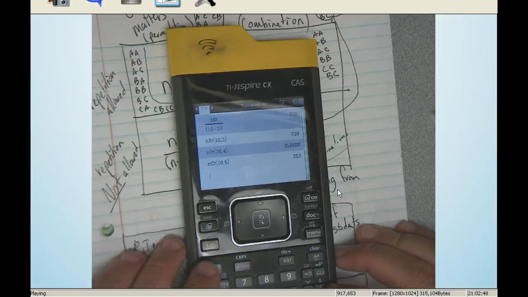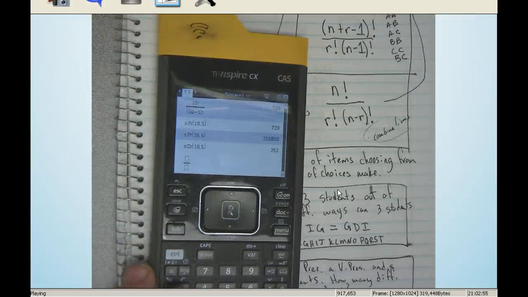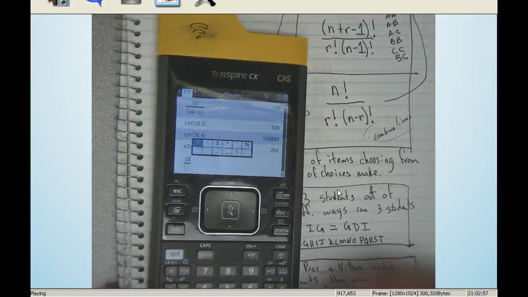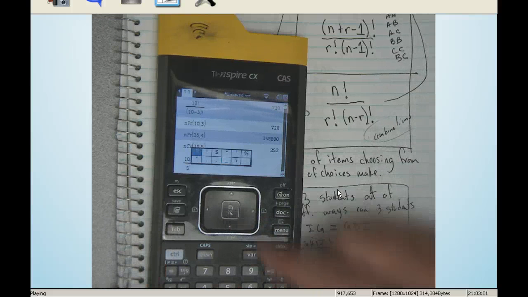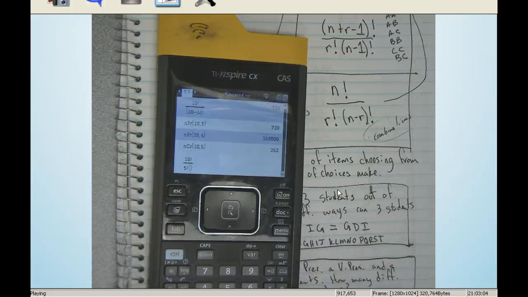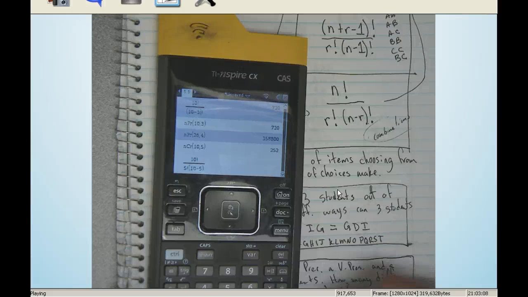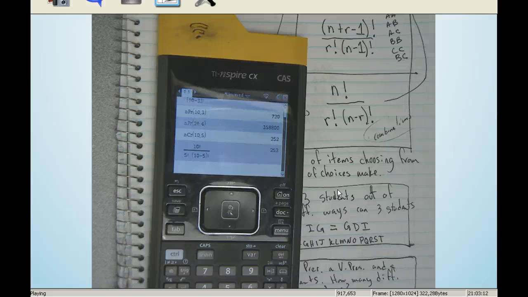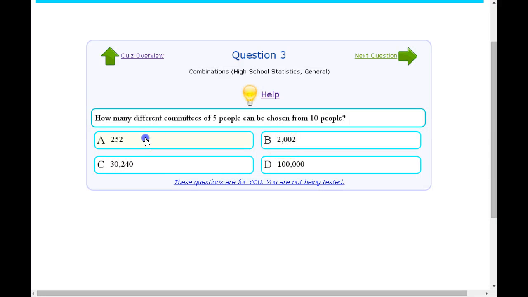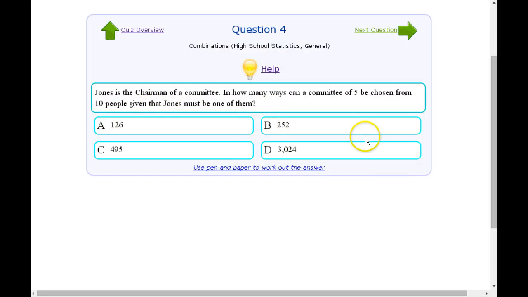And now I can also do it using the formula that we have. So the formula says 10 factorial over 5 factorial times 10 minus 5 factorial, and I still get 252. So I'm not going to keep doing it that way, I'm just going to calculate them.